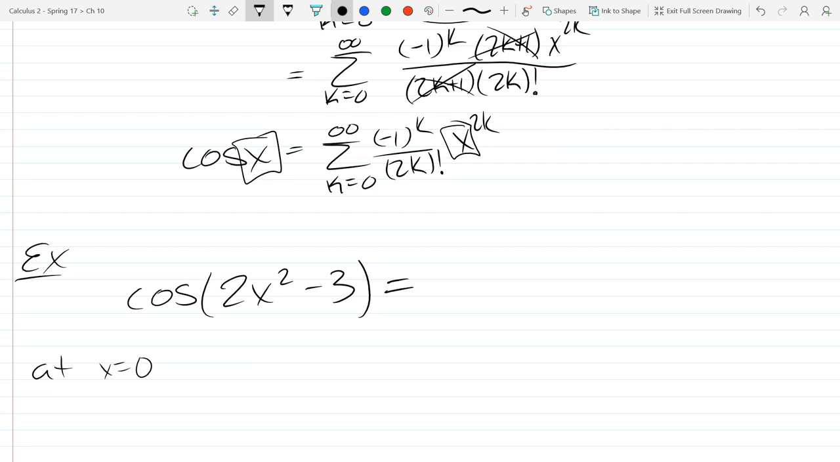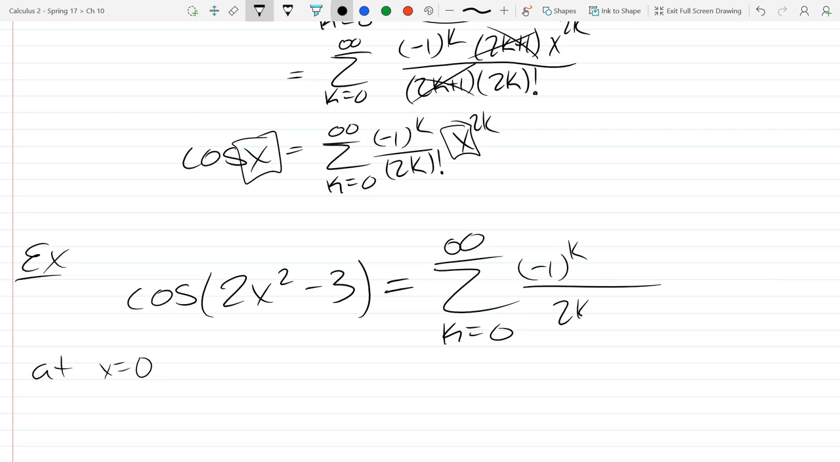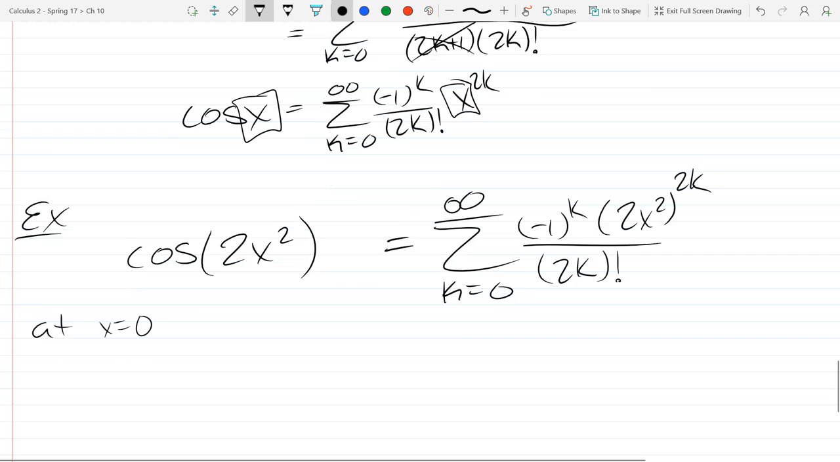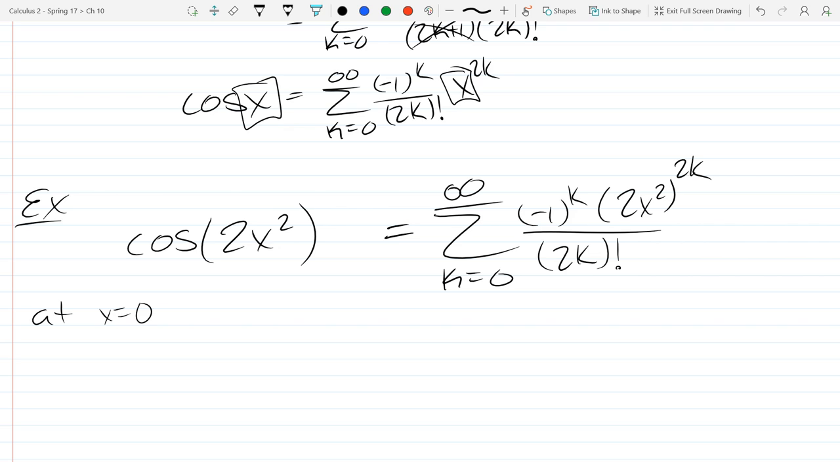And it's actually very straightforward. Literally putting 2x squared minus 3 in the box. That's it. And actually, let's not do the minus 3 part. That's going to mess up my algebra. Just do 2x squared. So this is the cos of 2x squared right here.